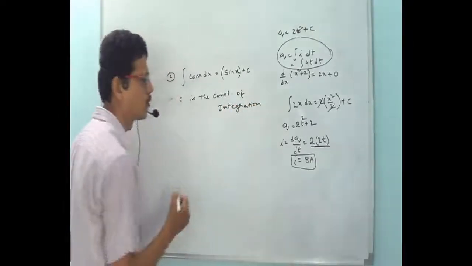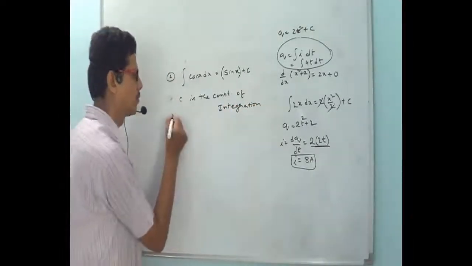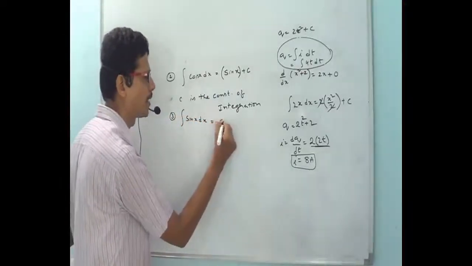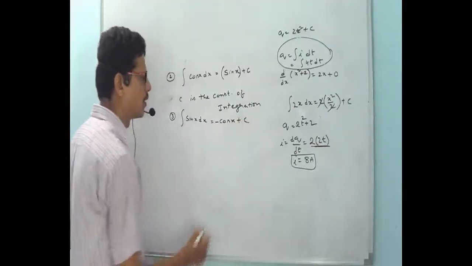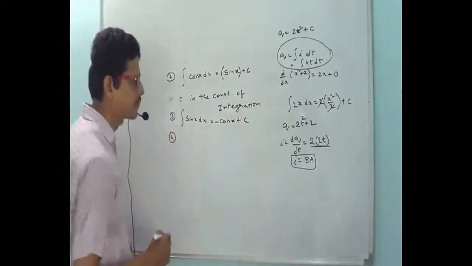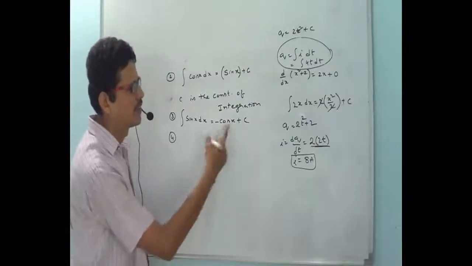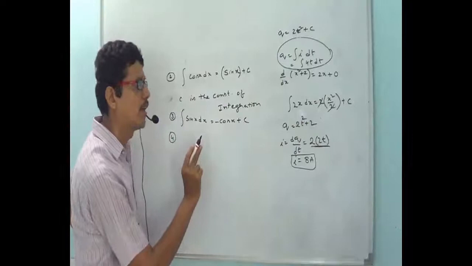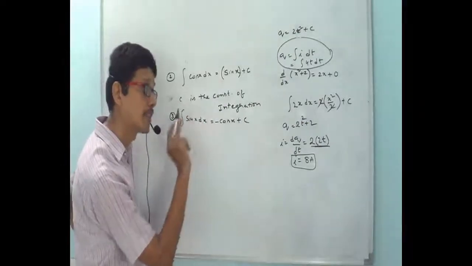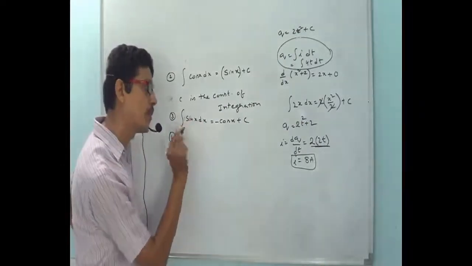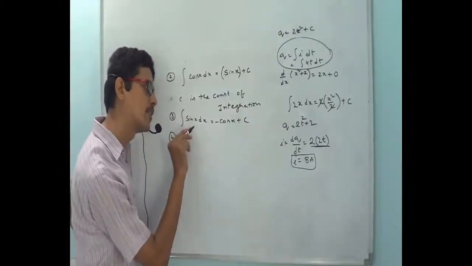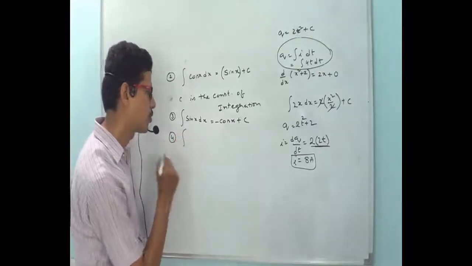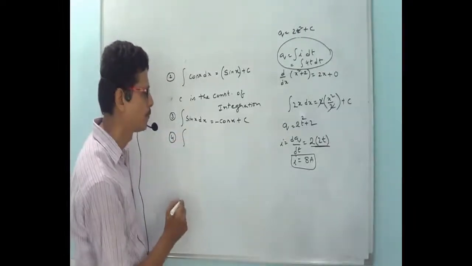Third formula: integral sin x dx is minus cos x, plus c, everywhere that c is constant. You know the derivative of sin x is cos x, and the derivative of cos x is minus sin x. So what will be the integral of sin x? Minus cos x. Just the reverse thing.